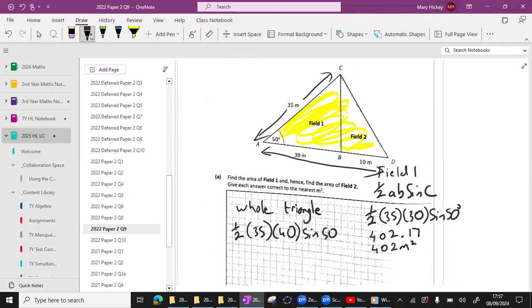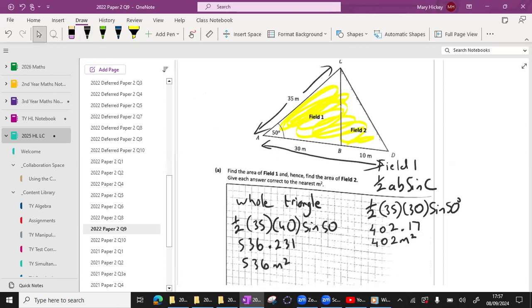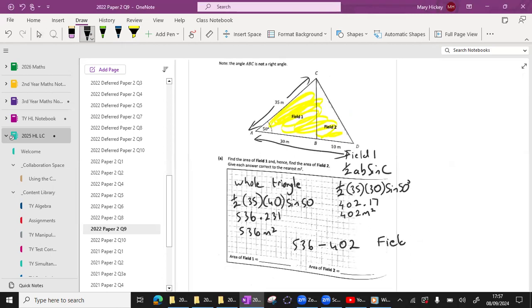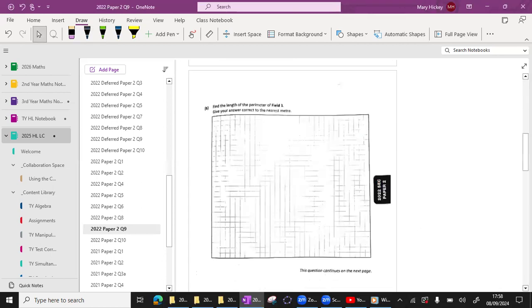So working that out on my calculator. And that's 536.231, etc. Now, this one is 536 meters squared. So all I have to do now is subtract field 1. So that is 536 minus 402, and that gives me 134. So 134 meters squared for field 2, and field 1, 402 meters squared.